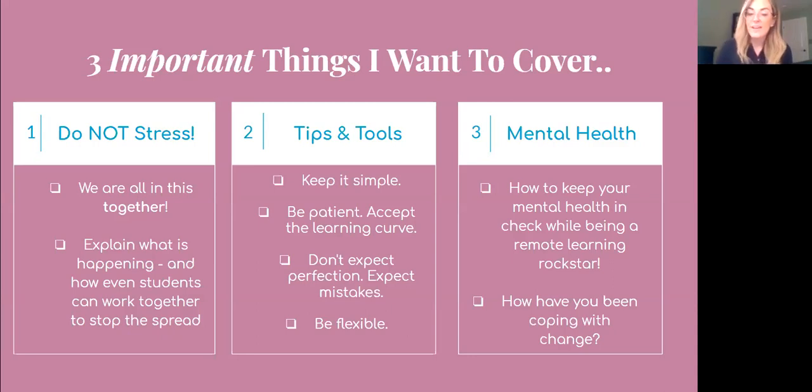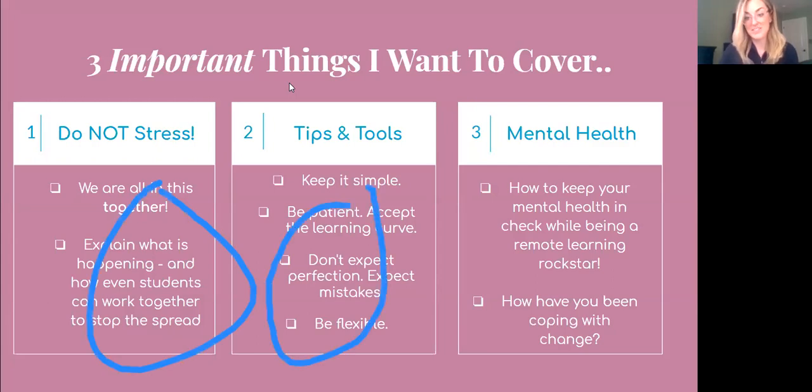Be patient and accept the learning curve. This is a huge learning curve, and there are going to be mistakes. Technology doesn't always want to work the way that we want it to. So expect that things may go wrong. So just be patient and be flexible overall. A lot is changing, transitioning to online learning is not easy. It's very overwhelming. So you want to be patient and you want to be flexible with your students and of course their parents.